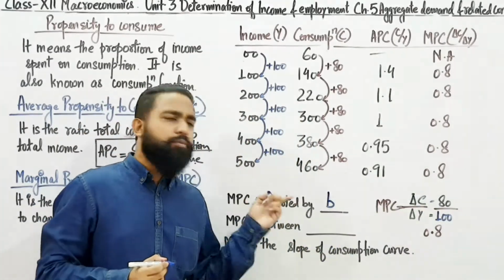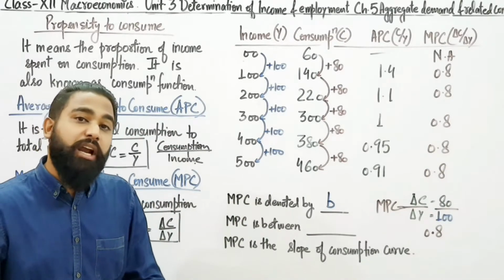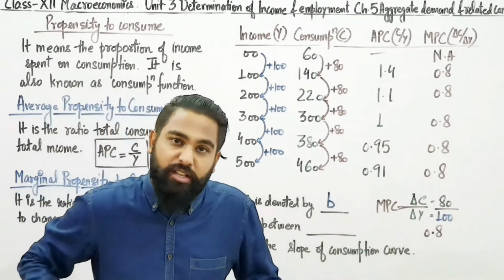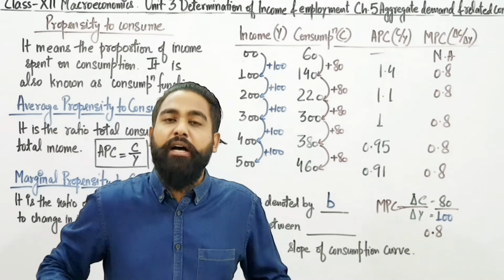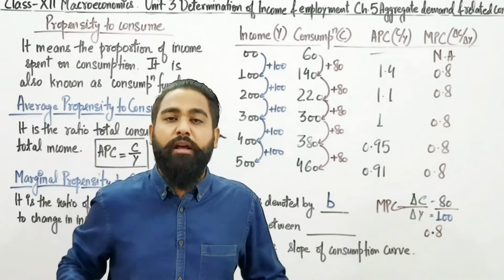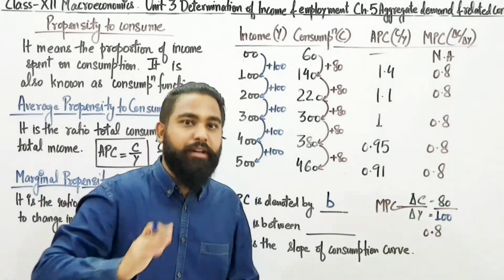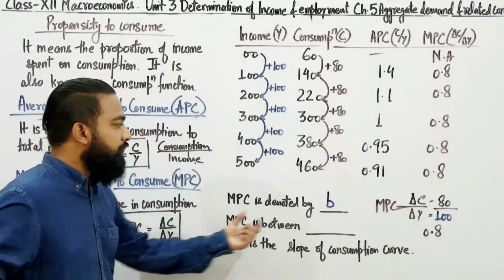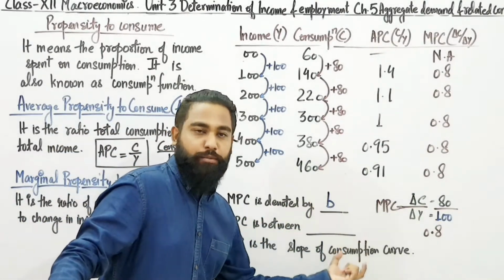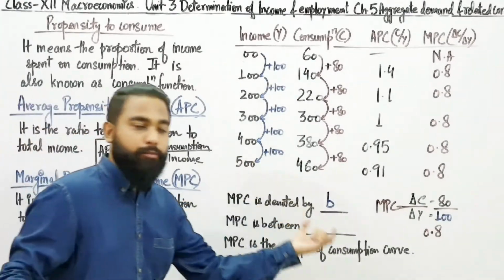If you remember small b, you had studied it in the slope of the consumption curve. If you remember the formula, it was C is equal to autonomous consumption, that is C bar, plus small b into Y. So that b, the slope of the consumption curve, is your MPC. MPC is denoted by small b.